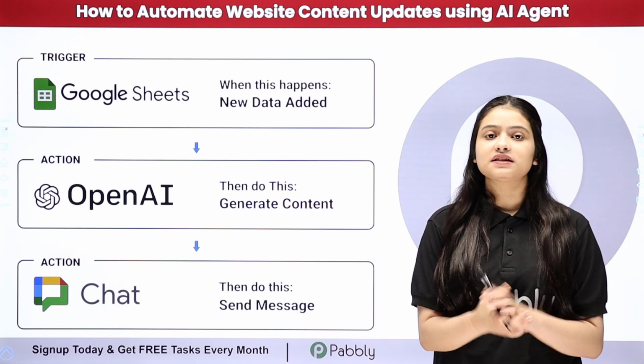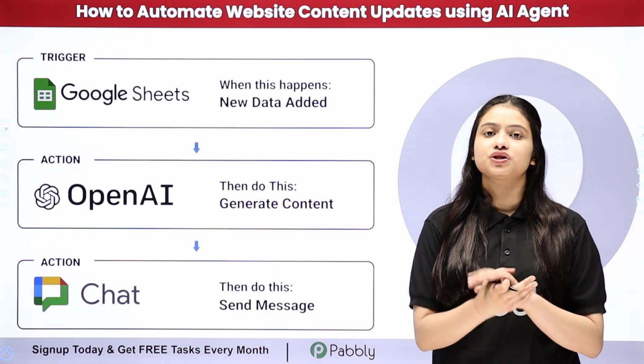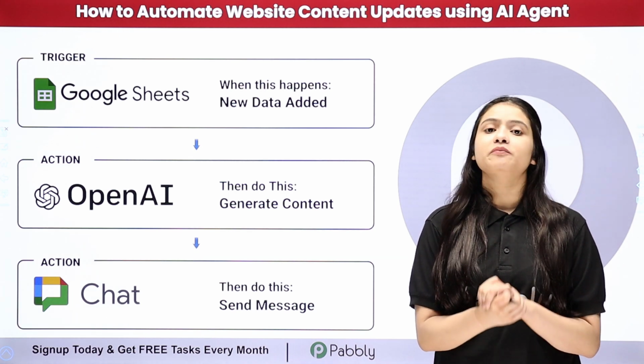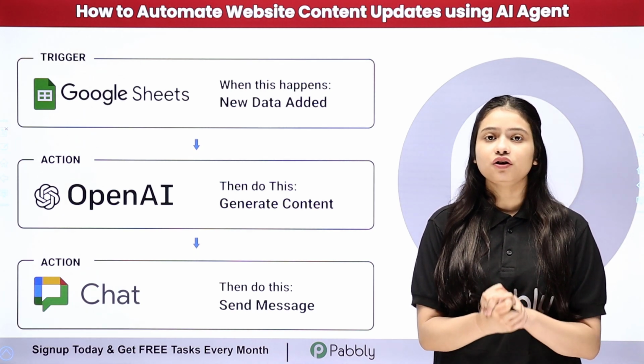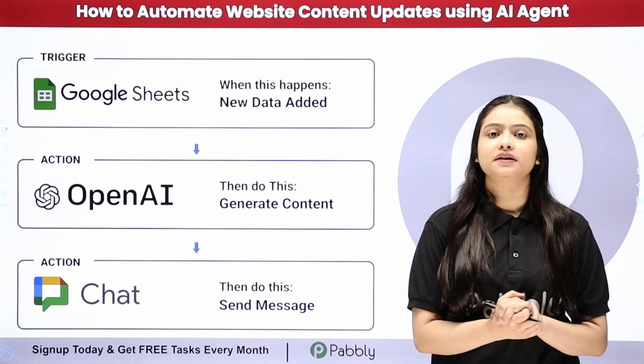So now, as soon as in my Google Sheets, a new row is going to be added along with the details of the product which requires update, automatically my AI agent is going to generate the content of the update and it is going to send a message notification to my team members regarding the update.